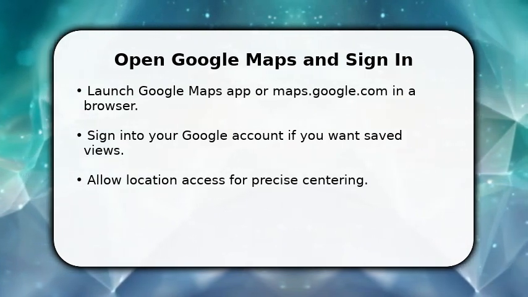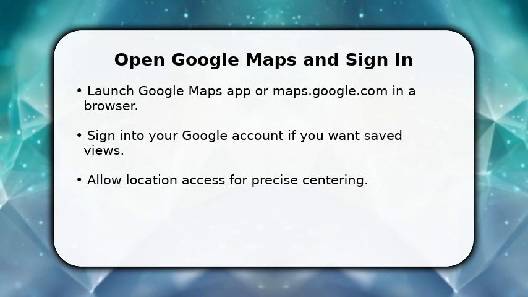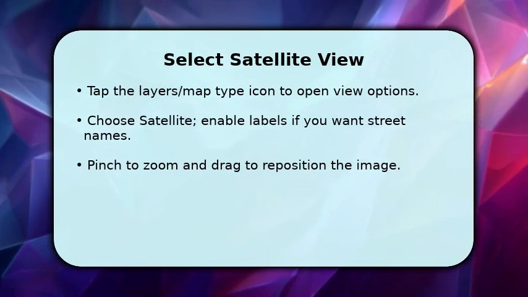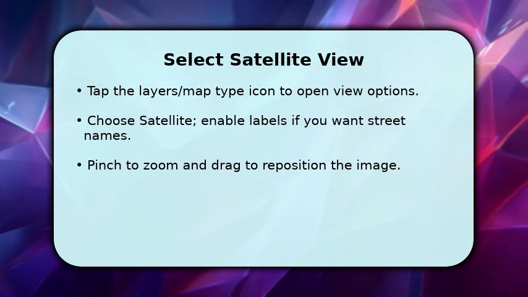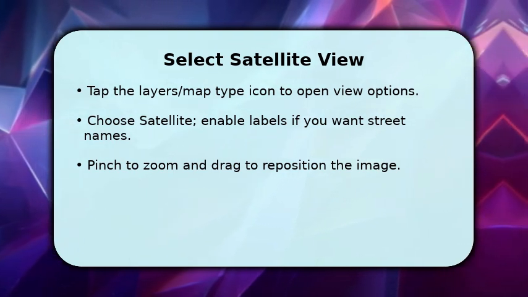Now that the map type menu is open, choose satellite to replace the default map with aerial imagery. You can also enable labels so roads and place names remain visible. These help when orienting yourself.